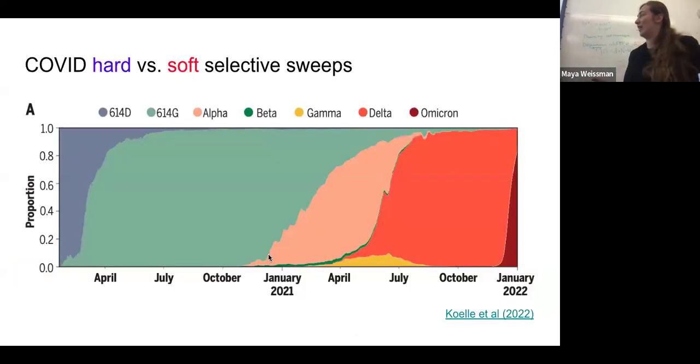I like to show this graph to think about hard and soft sweeps. If we're looking at the first half of the pandemic and at the strains, you can see selective sweeps happening, where we started at one strain, and then over time the 614G strain became the most common one in the population.